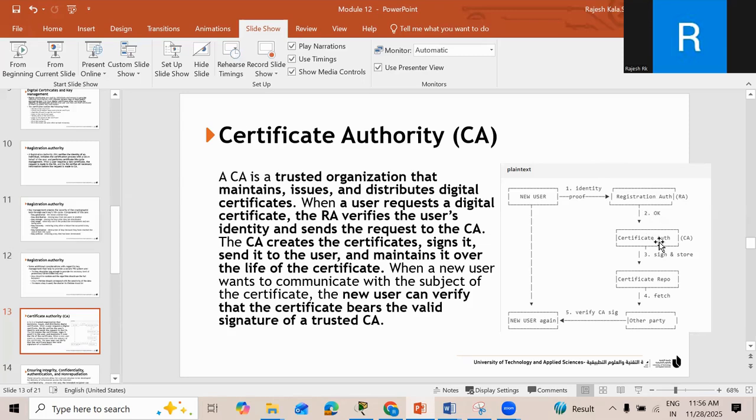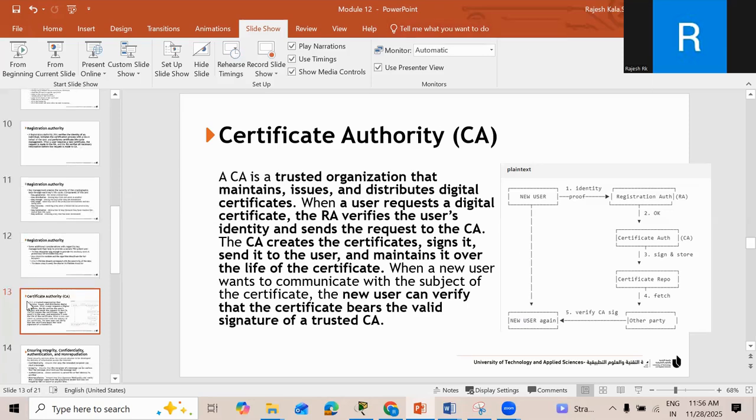An authenticated user will send a request to the certificate authority saying they want a certificate. The certificate authority will sign the certificate and store it in the certificate repository. Whenever the other party wants to verify, they'll fetch the certificate and verify its signature. Then they'll communicate. This is what happens in a certificate authority. That's what is mentioned here.